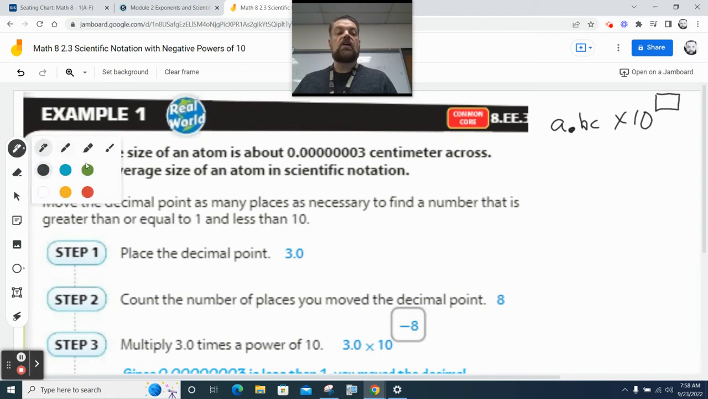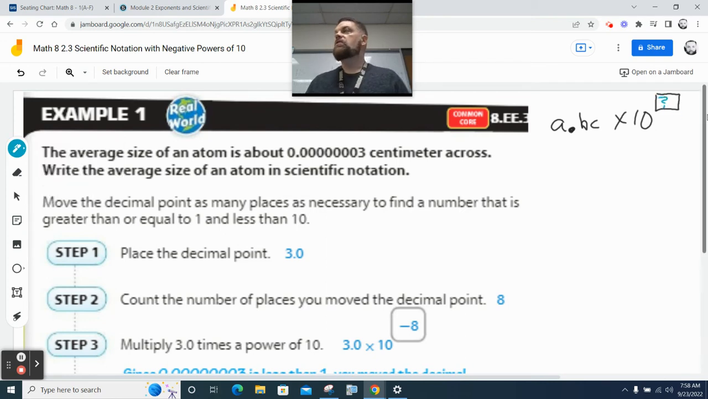Okay. Now, on the previous examples, when we were doing really big numbers, really big measurements, we had positive powers of 10. When you do really big numbers, it's always positive. When you have really tiny numbers, decimals, like this one, see all these decimals? It's still the same, but we're going to have a negative number. And that's based on the number of spaces that you move the decimal, okay?